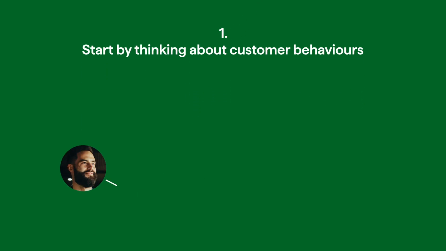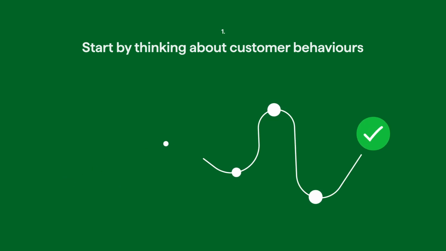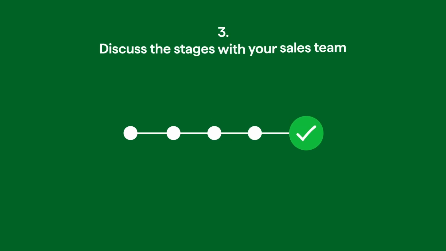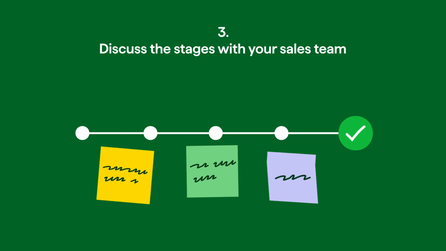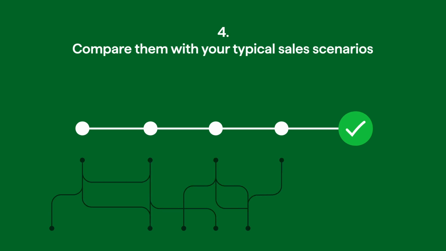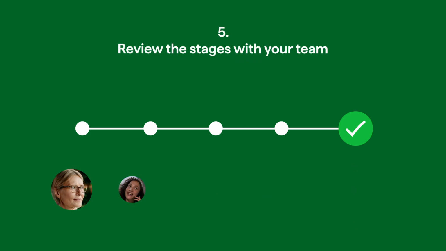1. To begin with, start by thinking about the decision-making and buying processes of your customers. 2. Write down the matching sales stages associated with your customers' buying stages. 3. Discuss the stages with your entire sales team and get everyone's input. 4. Go through all of your typical sales scenarios and make sure that these key steps occur in each of them. 5. Review the stages with your team.